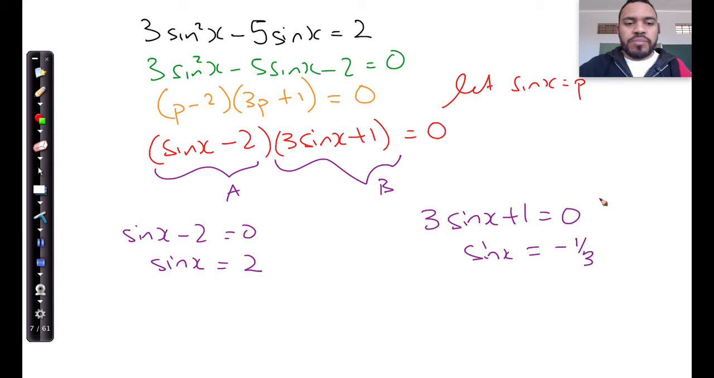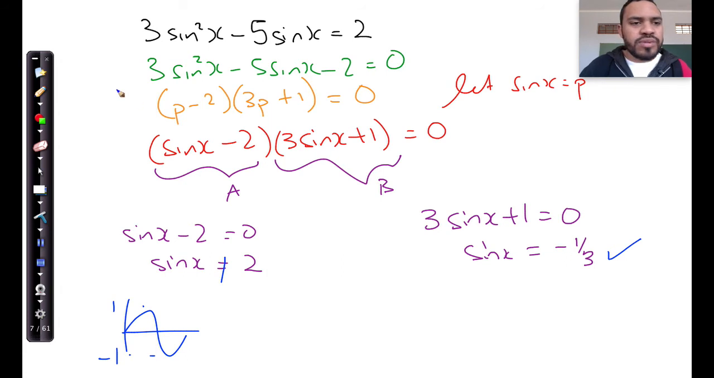Okay. Now I want to point out something before we continue further. Inverse function sine of 2 on the calculator is going to say math error. And that's because when we look at the sine curve, a sine graph is bounded. If this is my sine graph, it is bounded between the value 1 and the value minus 1. So therefore, sine x cannot equal 2, and so we don't need to solve this equation further. However, we need to solve this one further. And that's what I'm going to do on the next page. Sine x equals negative a third.